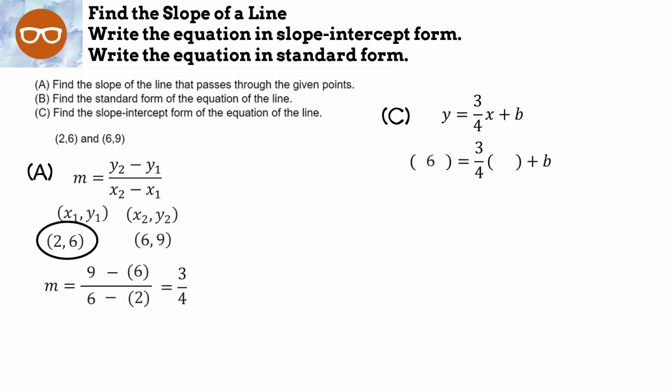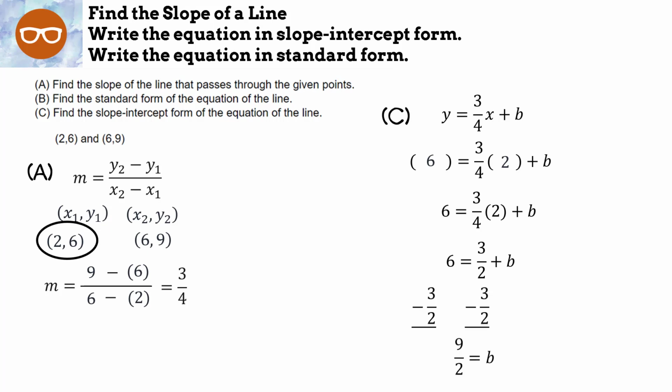I'm going to put 6 in for y and 2 in for x. Let's solve for b. 3/4 times 2 turns out to be 3/2. I'm going to subtract 3/2 from both sides, and b is 9/2. What does the equation look like? Y equals mx plus b, so y equals 3/4 x plus 9/2. Now don't freak out that you get a y-intercept as a fraction. We're not trying to graph these. We're just finding the equation. We did a and b.